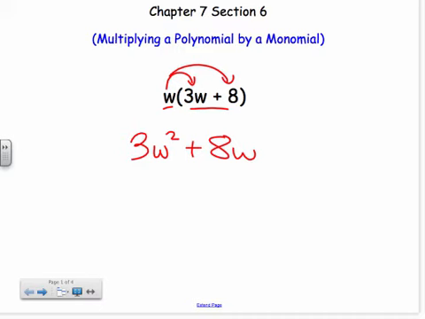Yeah, I think we're all familiar with that. That's basically all we're going to be doing, except it's just going to be a lot more variables, bigger polynomials. So it gets a little bit confusing if you lose track of things. So let's take a look at an example here.